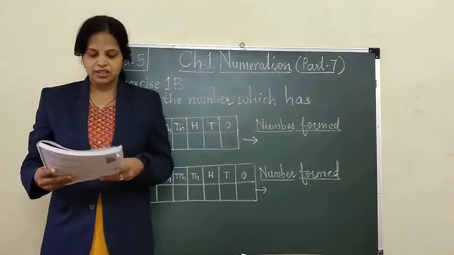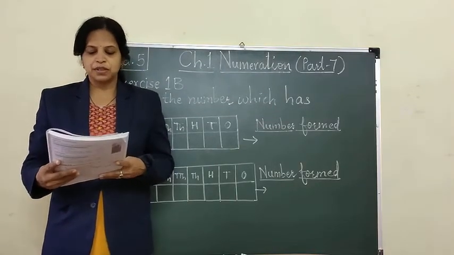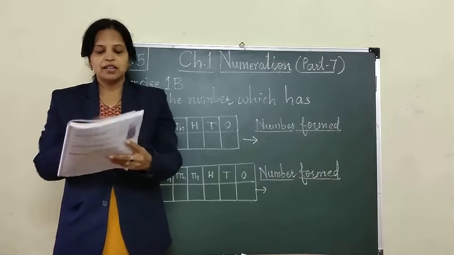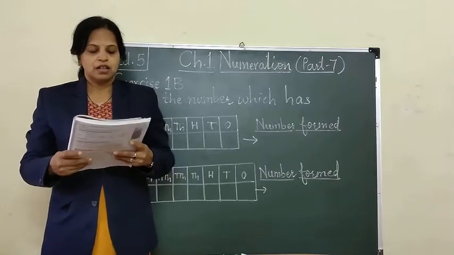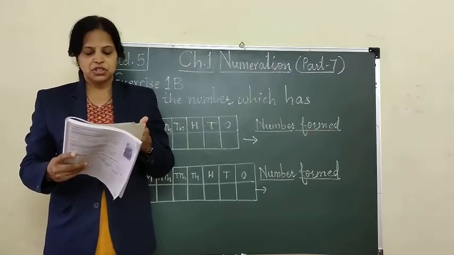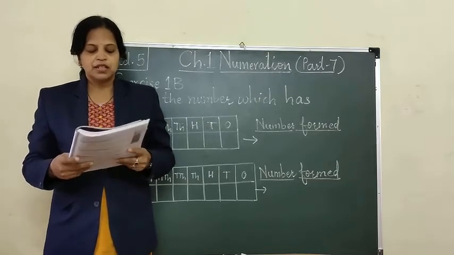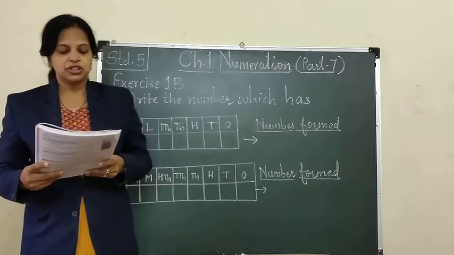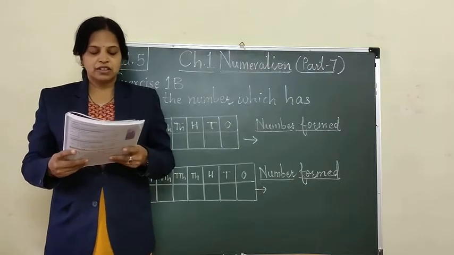See page number 18 in the textbook, exercise 1B, question number 4. Write the number which has a question from that. We have to write the number for both the questions, sub questions A and B. See what is the condition given here in question A. In A it is given like this.